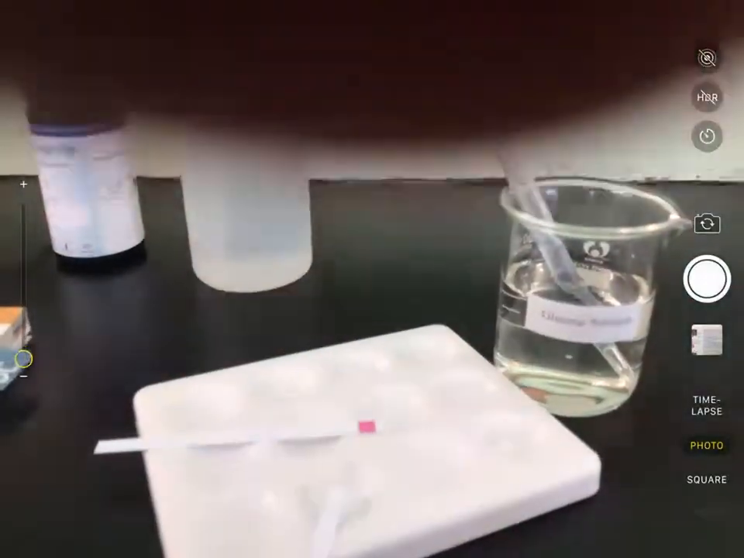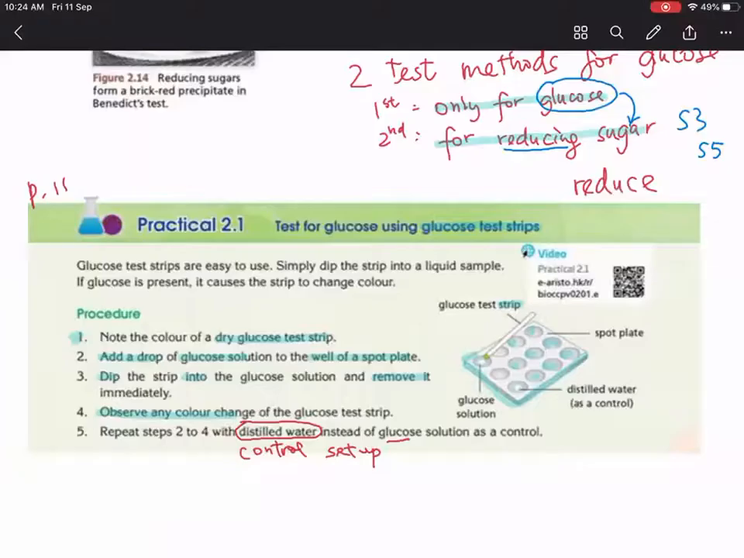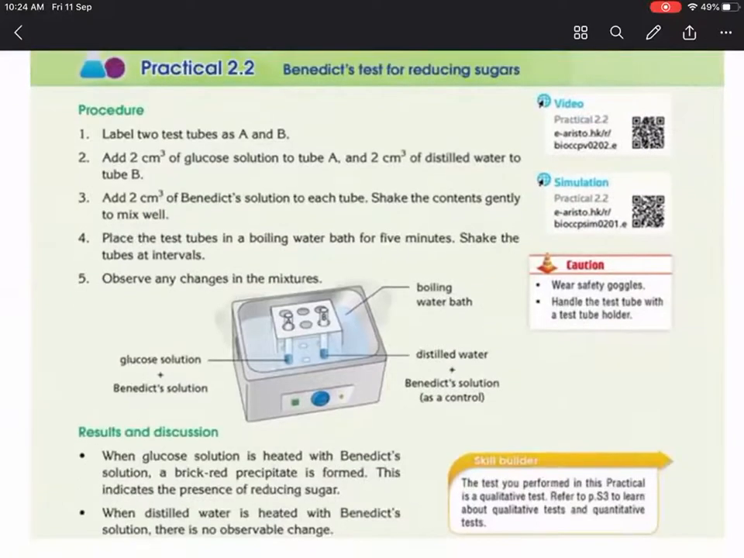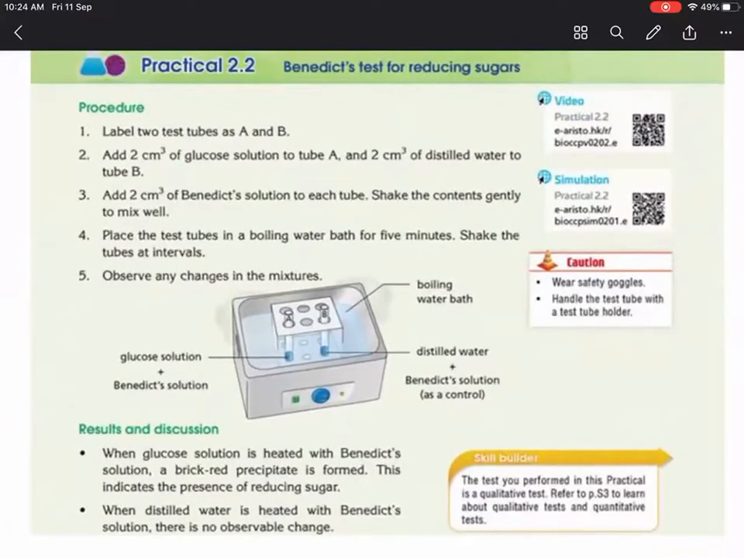Now we go to another method. Method number 2. Turn to page 12. This one is a bit more complicated. Again, I give you 2 minutes. Read through the procedure first. Now please read procedures 1 to 5.